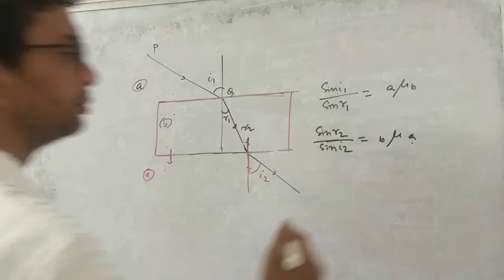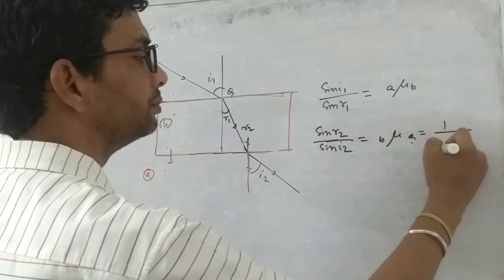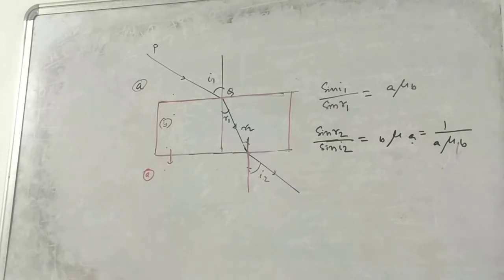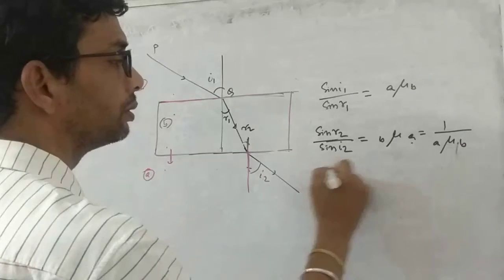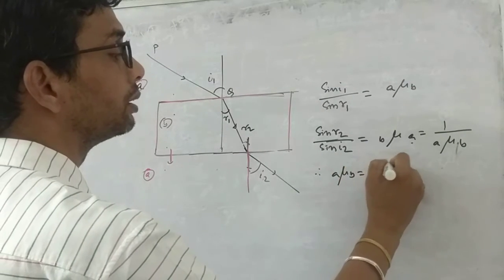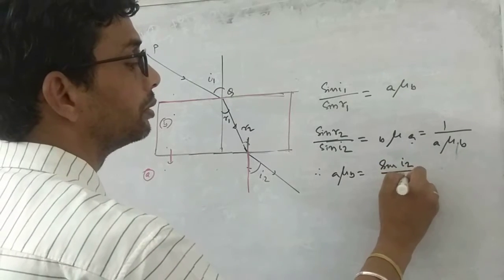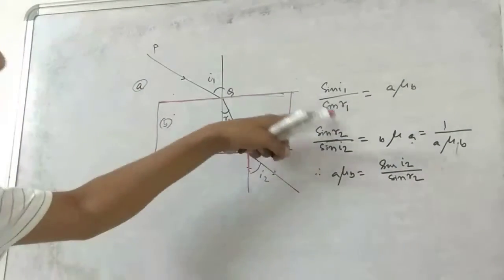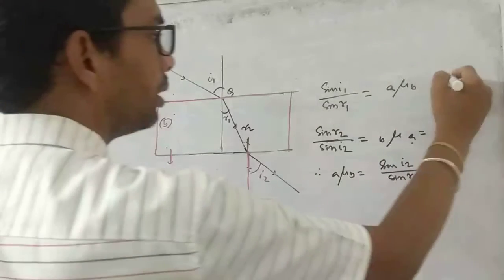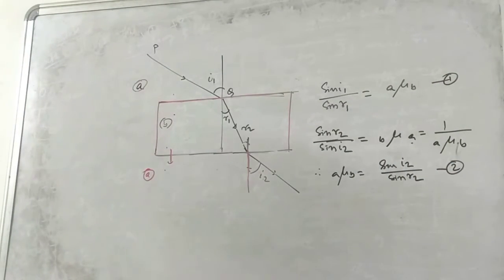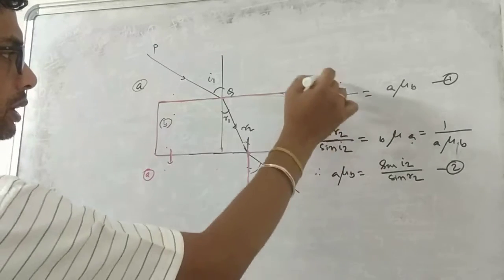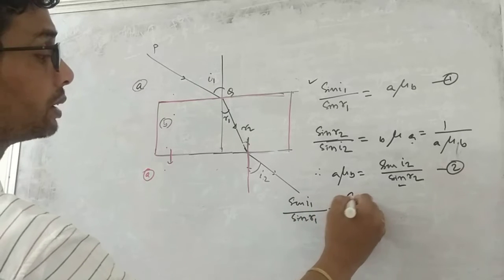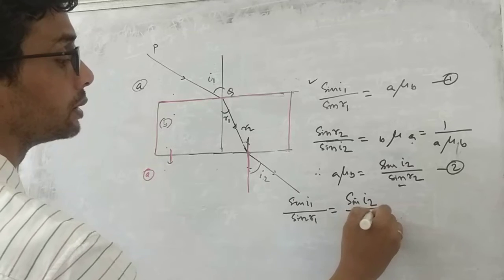Now, this is nothing but 1 by AB mu, so mu BA is nothing but sin I2 by sin R2. Now 1 by this is this, so it reverses: sin I2 by sin R2. So this is equation 1 and this is equation 2, and in both equations this is A mu B. So equating these two terms, sin I1 by sin R1 is equal to sin I2 by sin R2.